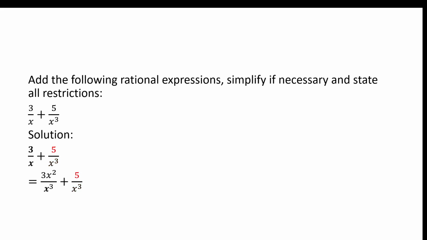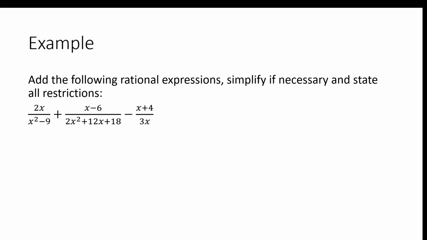It will be 5. Next, what we're going to do is add the numerators over the common denominator and simplify if possible. So we have essentially just 3x squared plus 5 all over a denominator of x cubed. And then we state our restrictions. If the denominator is x cubed, x cannot equal 0.